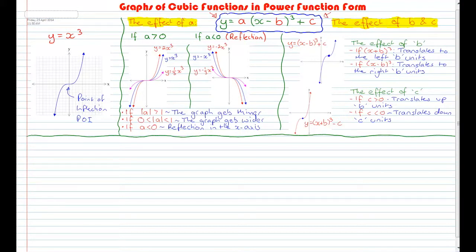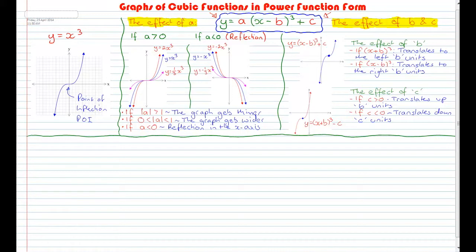Now our a, our b and our c values, as you've already seen in the animation, will affect the shape of this graph. For example, our a value is going to affect the dilation factor and whether or not it's a reflection in the x-axis. So let's have a look at our a value first of all. Now if our a value is greater than 0, we're going to get graphs that look like this, that is where it goes up as you go from left to right.